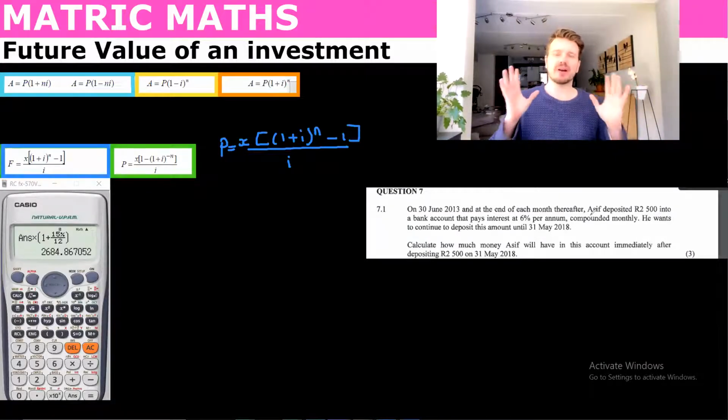Today I'm going to show you how to calculate the final value of an investment. So this is when you take money and you put it away each month. What is it going to be worth in, say, a year's time?